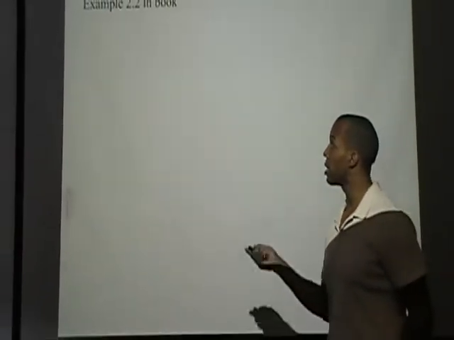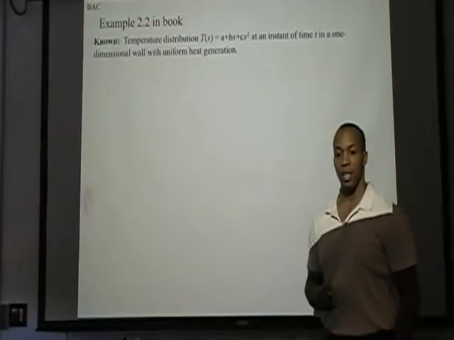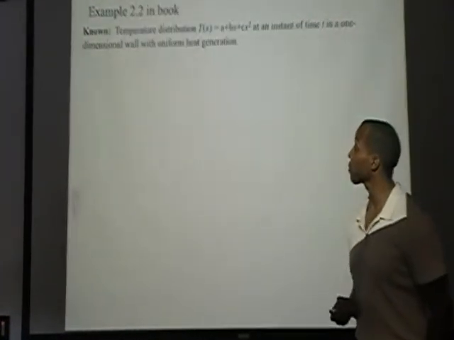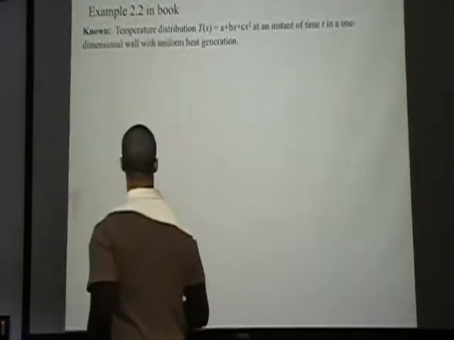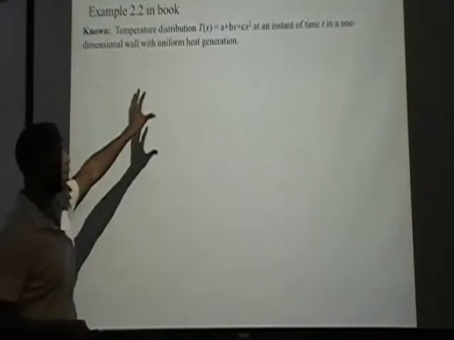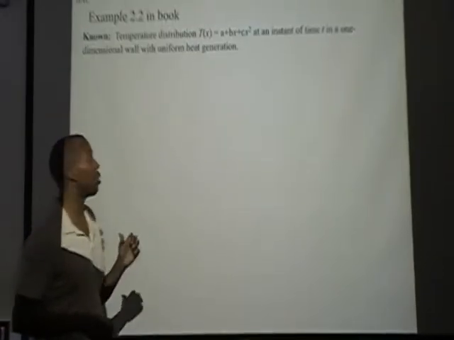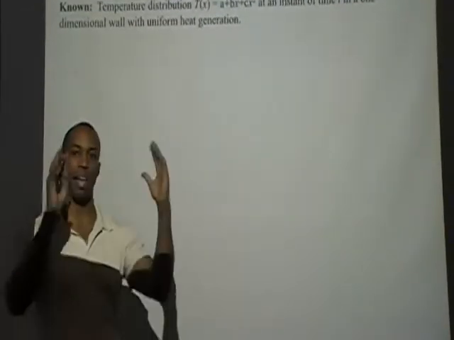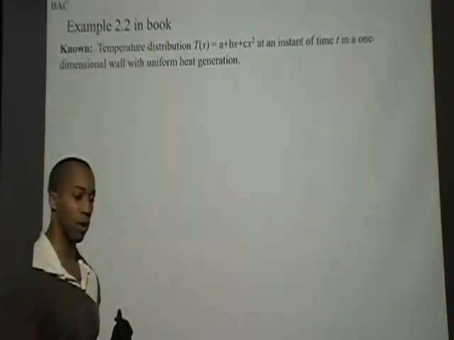So let's work through an example. This is example 2.2 in your book. All right, take a little time, get your book out. So what we know is the temperature distribution has this function in an instant of time in a one-dimensional wall with uniform heat generation. So we're going back to our slab example. One-dimensional wall, uniform heat generation.